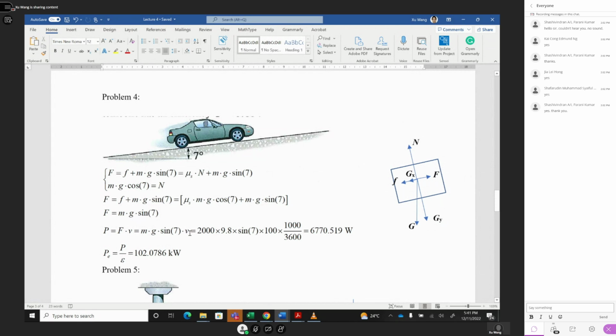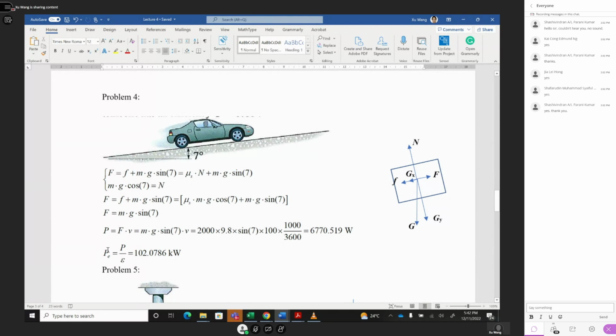Force times velocity gives traction power. You put in your m, 2000, times 9.8. This is how much F is: mg times sine 7 degrees, and that times v, which is 100 kilometers per hour. 100 kilometers is 1,000 meters per hour, divided by 3,600 to make SI units. You calculate all of this to get the traction power.